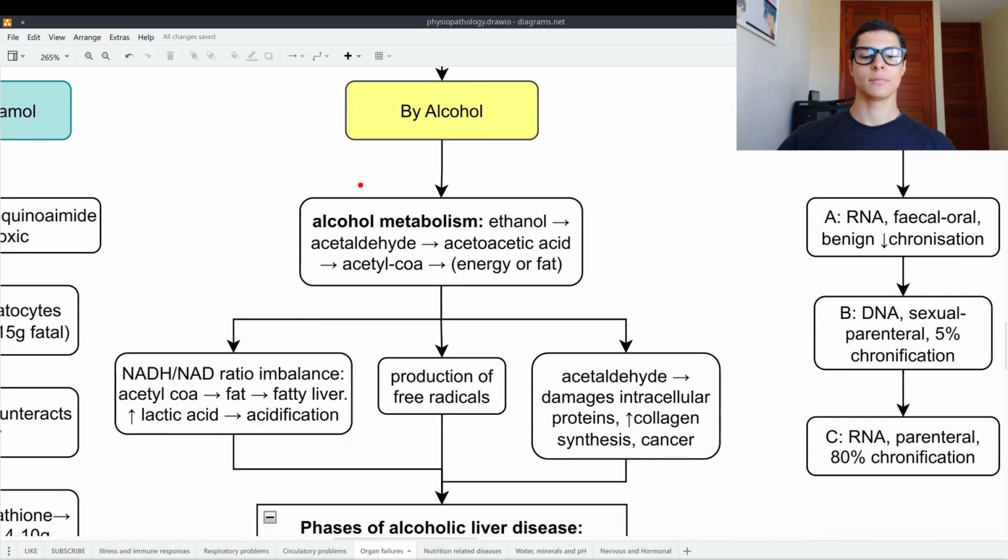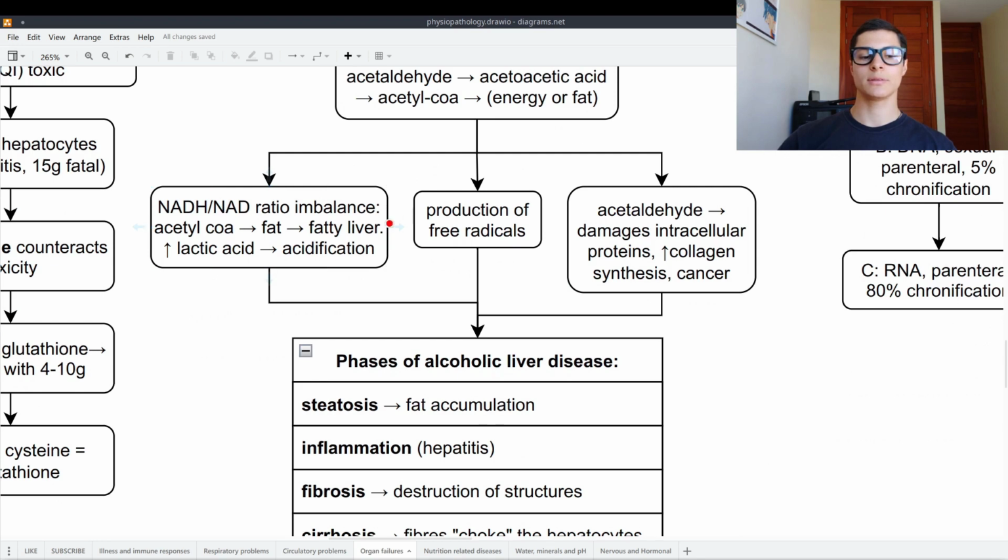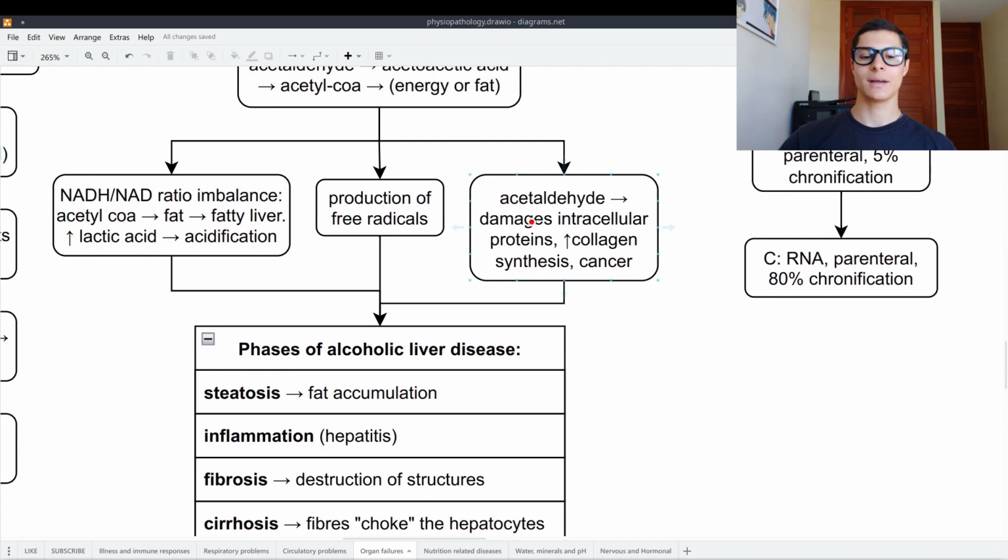The alcohol metabolism is from ethanol to acetaldehyde to acetic acid and to acetyl-CoA to then create energy or fat. With the NADH-NAD ratio imbalance, the acetyl-CoA goes to the fat, creates a fatty liver, and high lactic acid, acidification. There's also the production of free radicals, and the acetaldehyde damages the intracellular proteins, higher collagen synthesis, and cancer.